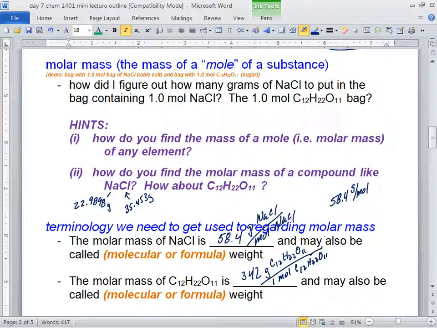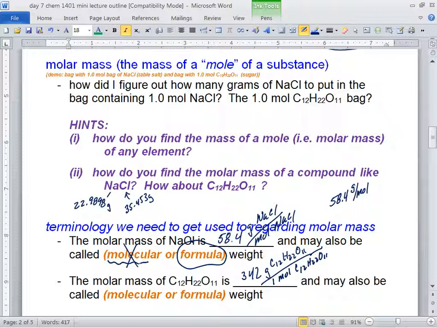Okay, some terminology that we need to get used to. The molar mass of sodium chloride, like we said, is 58.4 grams per mole. And it may also be called, now Emily, you're always going to be safe calling these numbers molar masses. But since this is an ionic compound, sodium chloride, you're not supposed to call it one of these. Only one of these is correct. It's formula. And the reason why it's formula is because molecular has the word molecule in it. Sodium chloride isn't a molecule. It's an ionic compound, but it's really a crystal, right? They're crystalline. So there's no such thing as a molecule of sodium chloride. So you shouldn't call it molecular. You should call it formula units.